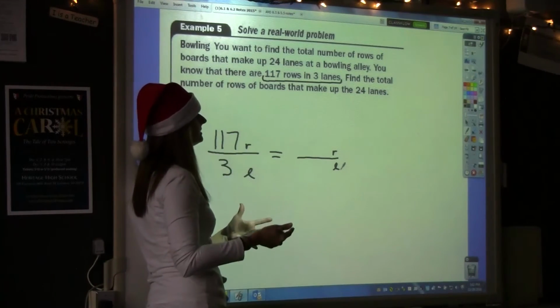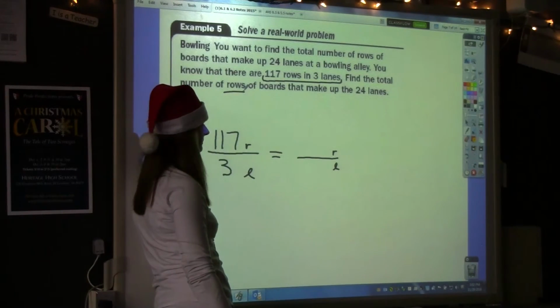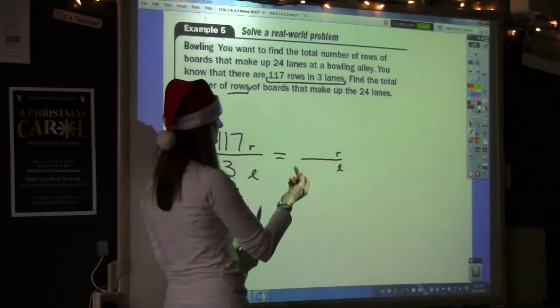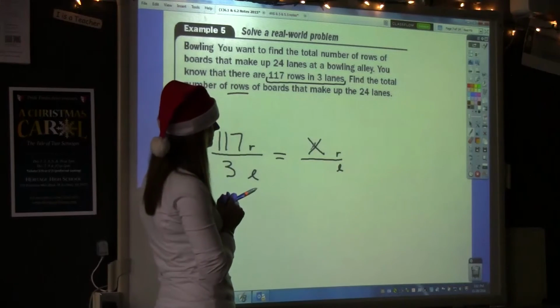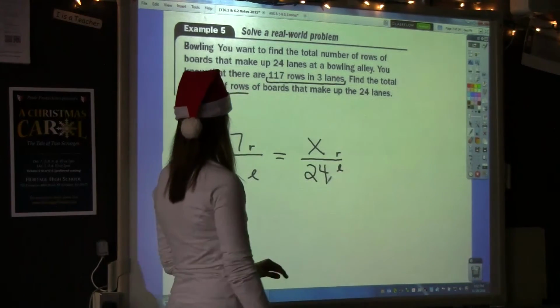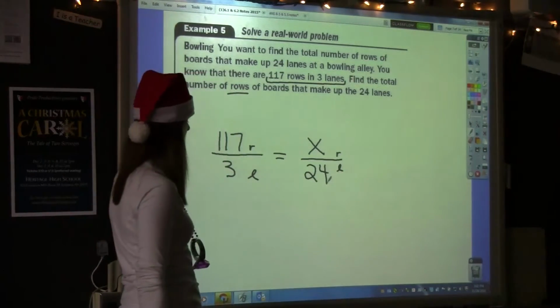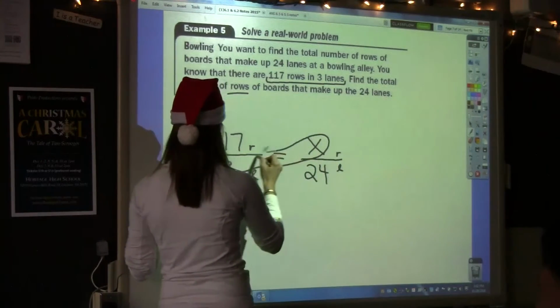I need to find the total number of rows. So I have an unknown. Where is that going to go? Rows. Make up 24 lanes. 24. Good. Now you really don't need that. That's just to help you set the proportion up. Now this is just like the problems on the last page.